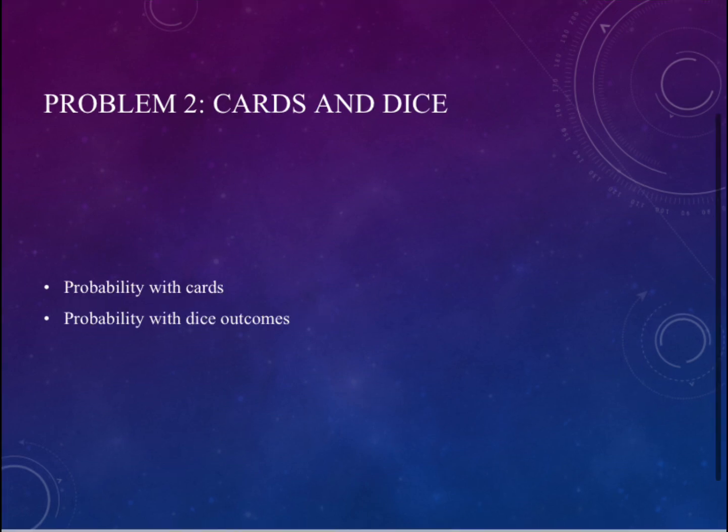In this problem, we work with cards and dice. A standard deck has 52 cards and half of them are red, so the probability of drawing a red card is 26 out of 52. For dice, each number from 1 to 6 has the same chance because the die is fair.